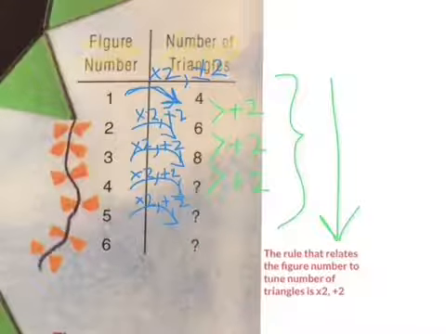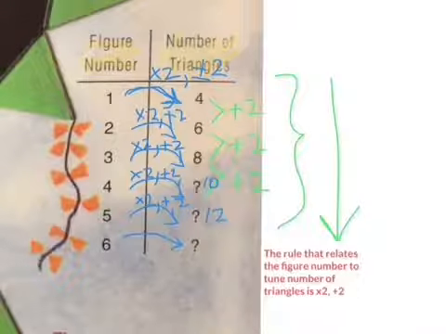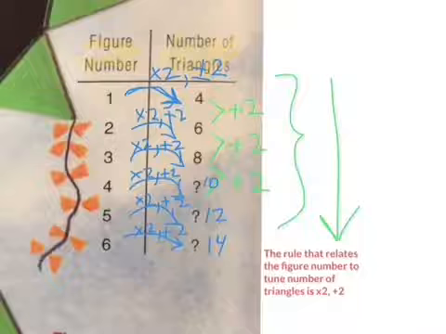And I'm done. I also might use that to find another number. So I can do multiply by 2, add 2 to 4: 4 times 2 is 8 plus 2 is 10. 5 times 2 is 10 plus 2 is 12. 6 times 2 plus 2 is 14.